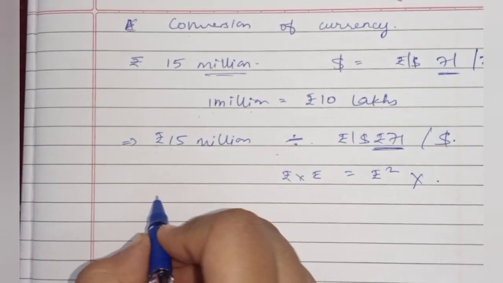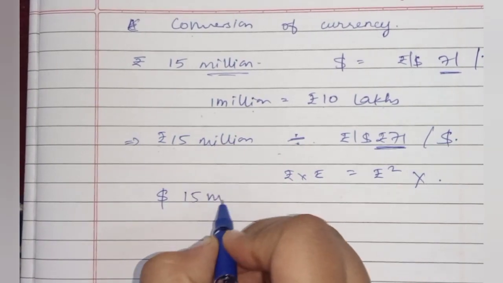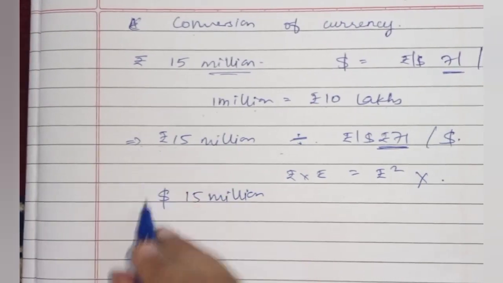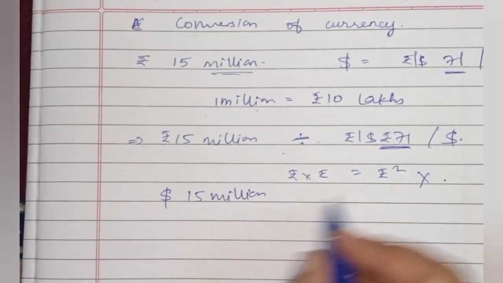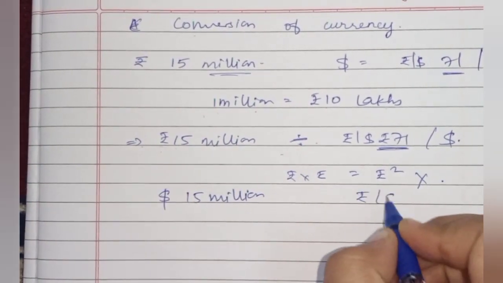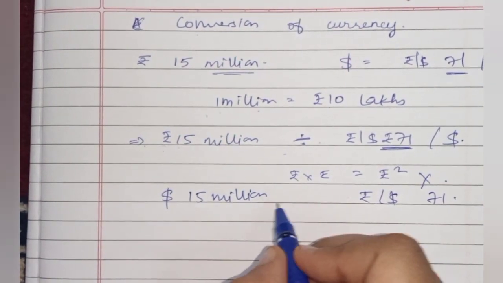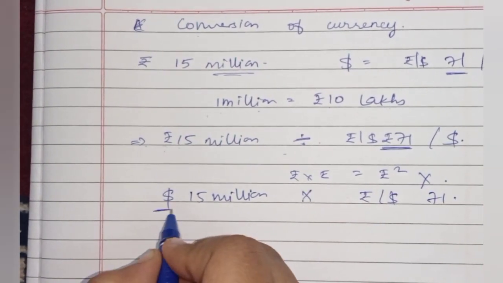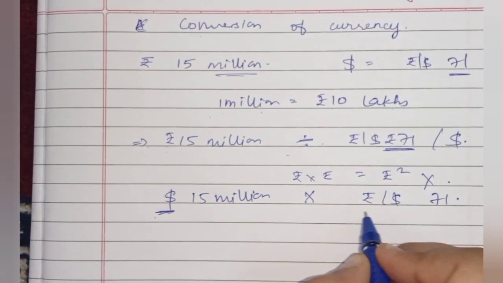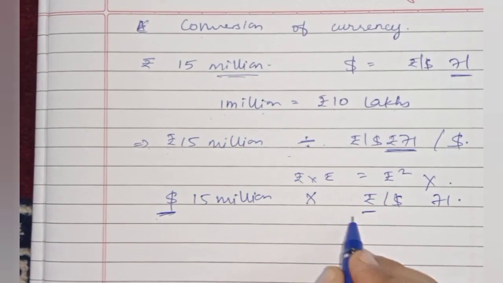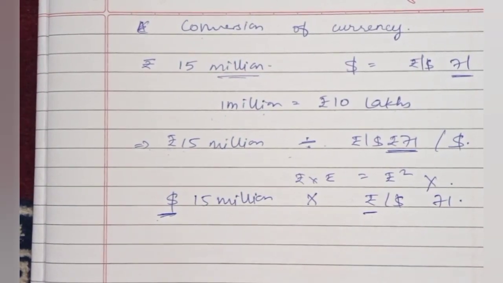But if the case was $15 million, let us say instead of 15 million rupees it was $15 million and the rates were similar, that is rupee per dollar 71, then how will you do the conversion? Then you will multiply it, because here one currency is dollar and the other currency is rupees. So here you can multiply both the currencies and you will get the answer.